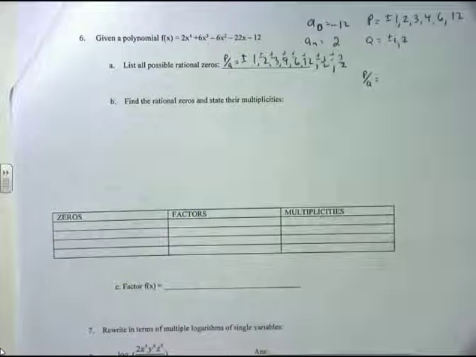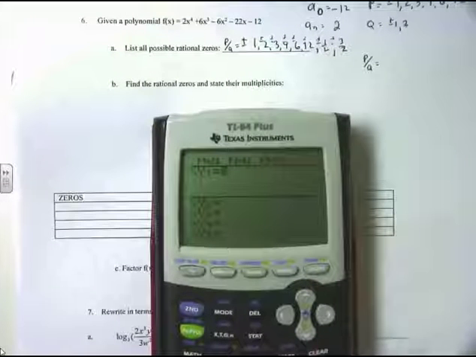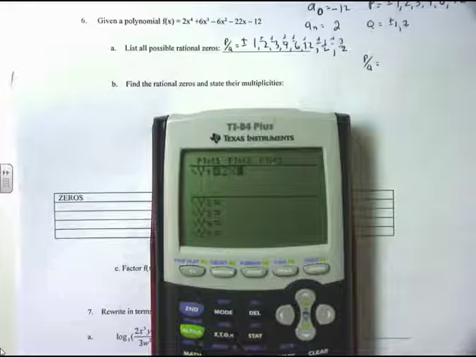Okay? Find the actual zeros and state their multiplicities. This is where the calculator comes in real handy, because the calculator allows me to actually see these zeros, which are also known as the x-intercepts. So I'm going to graph this polynomial. 2x to the 4th plus 6x cubed minus 6x squared.